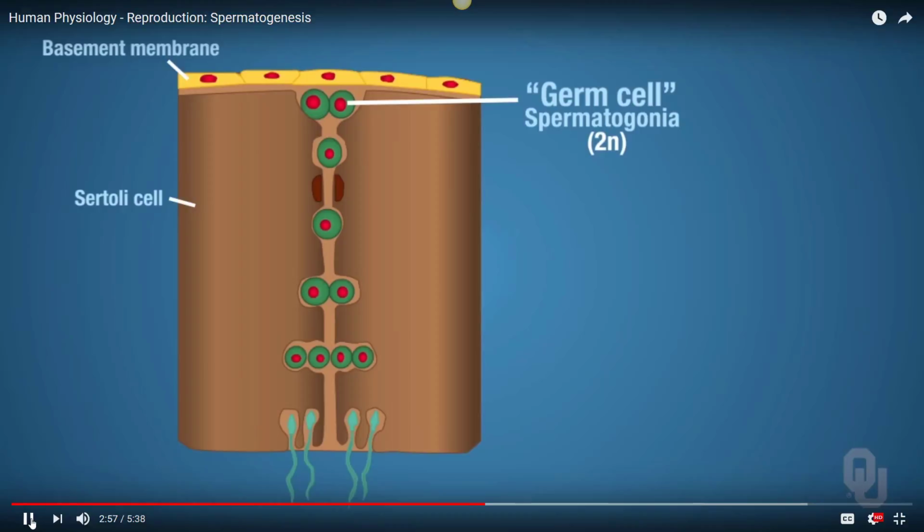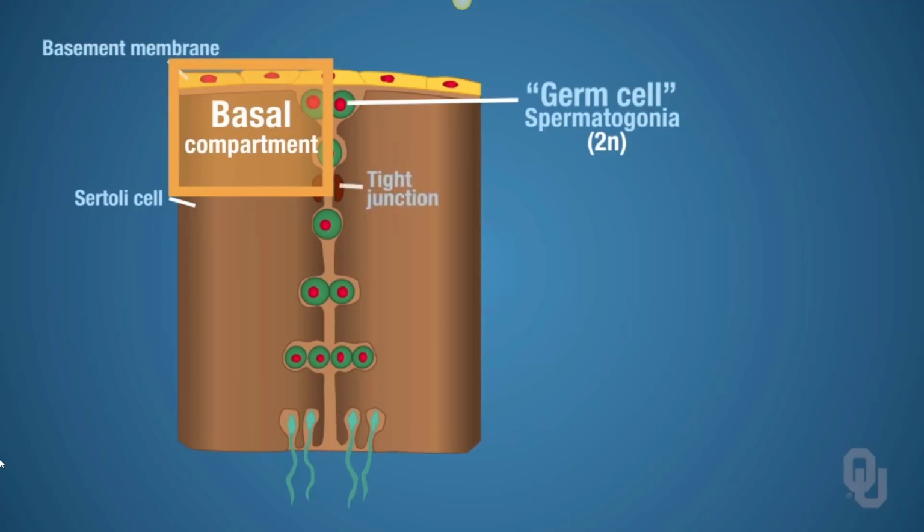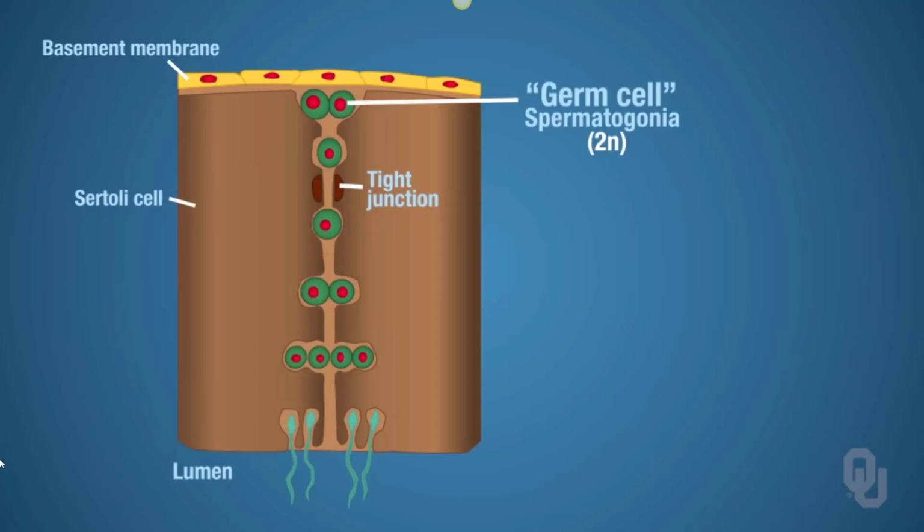Now, remember that you have two different compartments when it comes to these Sertoli cells. You have what's called the basal compartment. So if you recall, that's from the tight junction toward the basement membrane. And the other compartment is called the luminal compartment. So that extends from the tight junction to the lumen. We're going to start at the basal compartment with the spermatogonia. And as the sperm migrate toward the lumen, they're undergoing development.